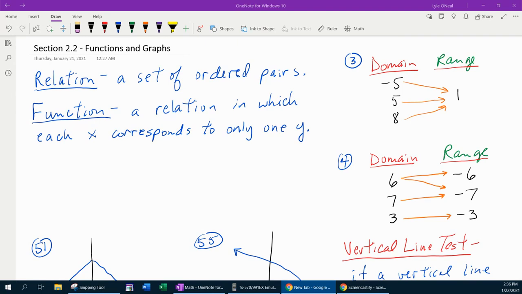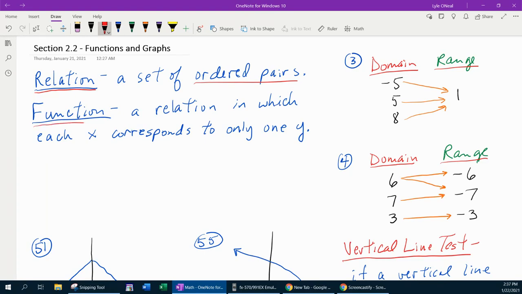First, we need to talk about a couple of definitions. You need to know what a relation is. A relation is simply a set of ordered pairs. An ordered pair is an x comma y, where the x would be an element of the domain and a y would be an element of the range. So what a set of ordered pairs really does is it shows you a mapping or a correspondence between the domain and the range. Okay?